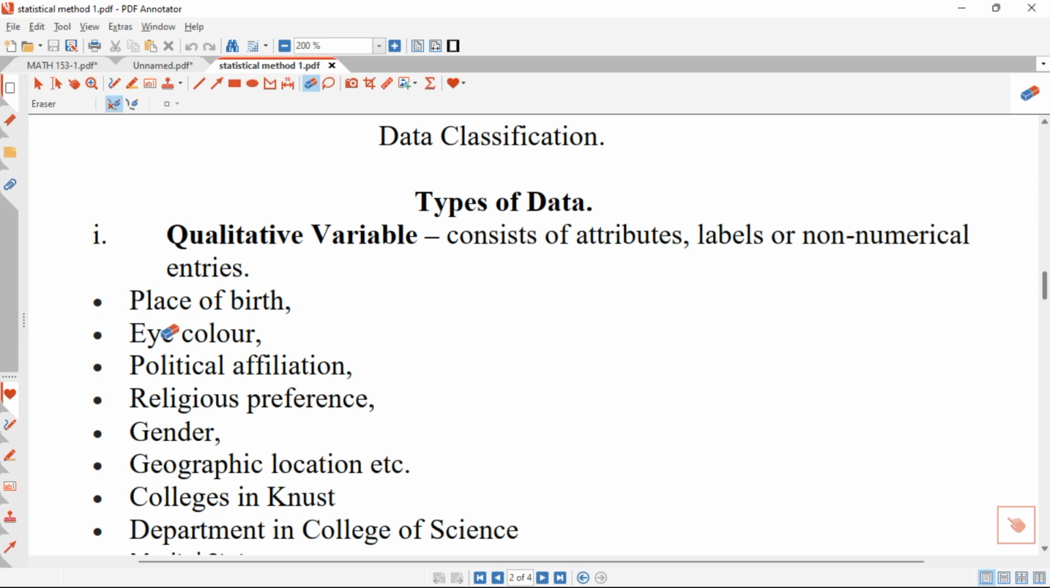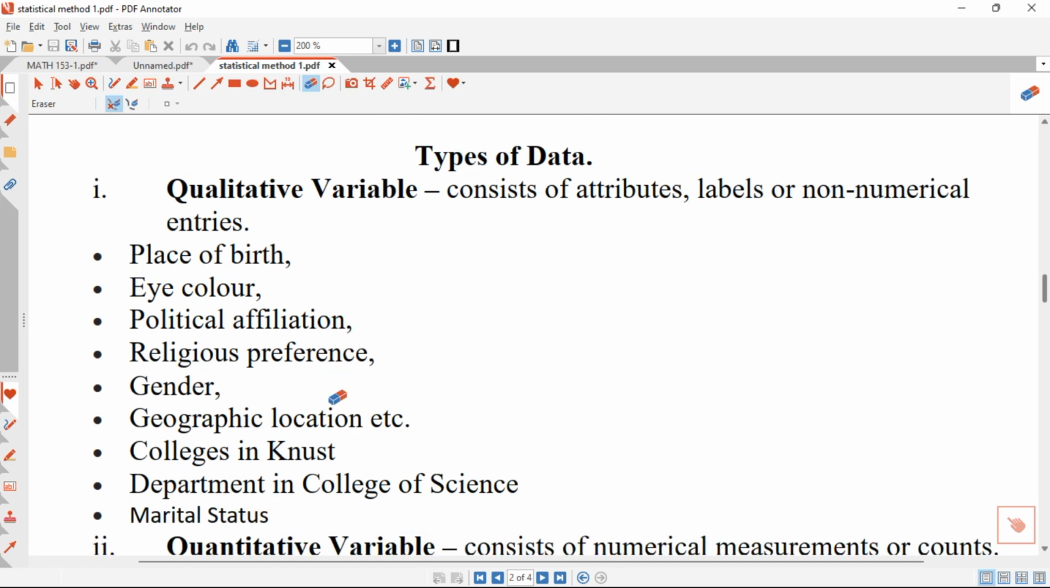Second, ear color. The ears too have their own what? Color, right? And then we have eye color too, right? They have different forms of what? Colors. You have political affiliation. One can support a specific political party like NPP, NDC, and many more. You have religious preferences, right? One can choose to join a Pentecostal church, one can choose to join Church of Christ, one can choose to join Adventist church, and many more.